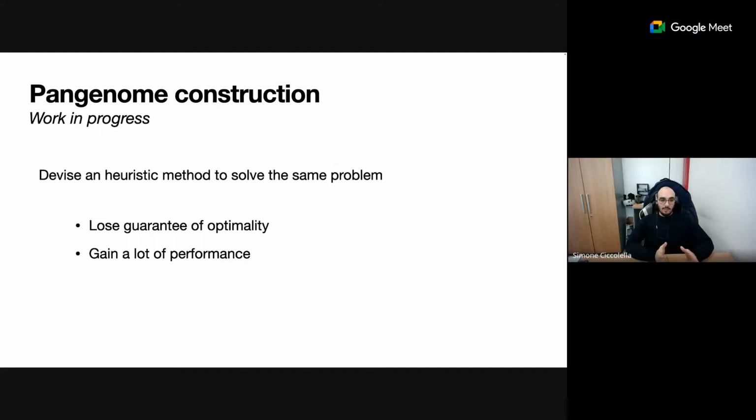Therefore, this is still a work in progress. We have made some approaches, but we haven't found the correct method yet. But the idea would be to devise a heuristic method to solve the same problem. And this, of course, would mean that we lose the guarantee of optimality that we retain with an ILP, but with the main advantage of gaining a lot of performance to solve the same problem, right?